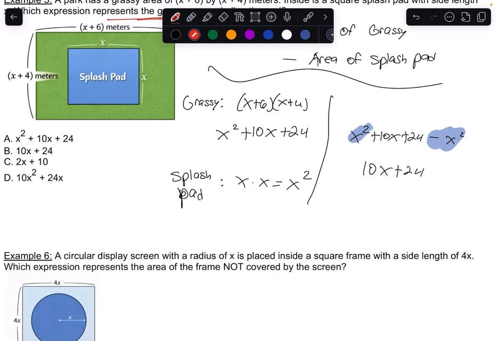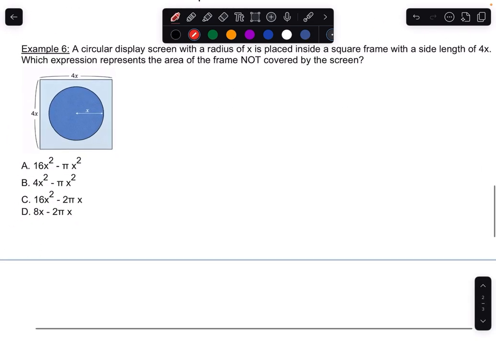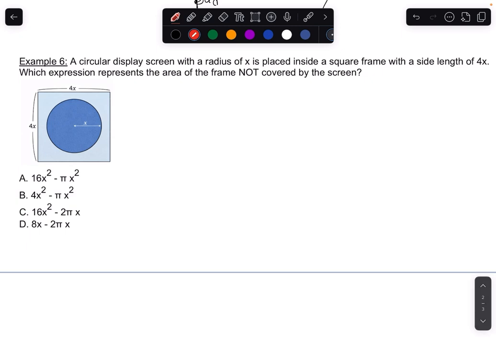Now, the good news is, especially if you haven't done these questions already, number 6 is very similar. So we'll give you a second. If you haven't already, try number 6. Thank you for trying. A circular display screen with a radius of x is placed inside a square frame with a side length of 4x. Which expression represents the area of the frame not covered by the screen?